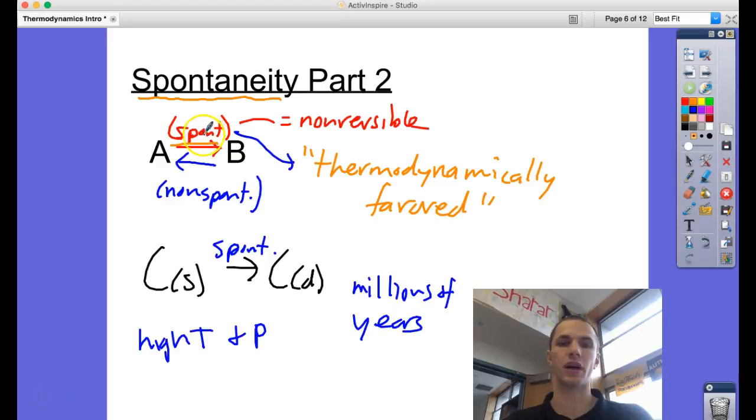So just because something is spontaneous doesn't mean it's fast. Just because something is non-spontaneous doesn't mean it's slow. Spontaneous tells us nothing about speed. It just tells us, will the reaction happen in that direction or not? Okay?